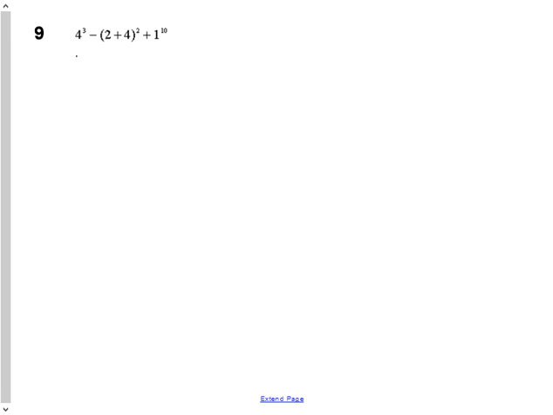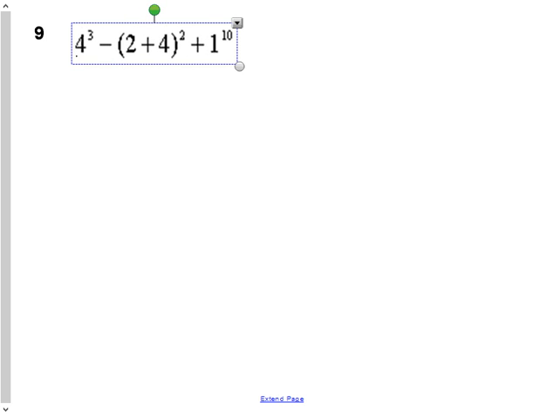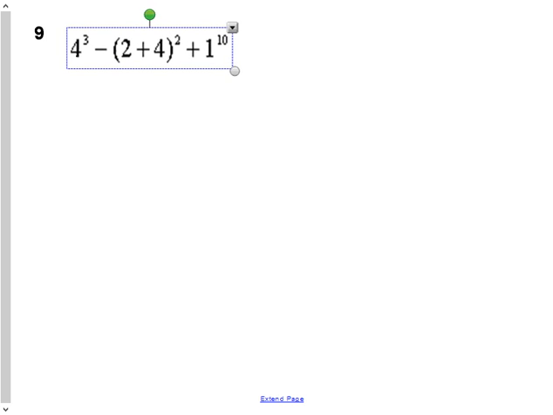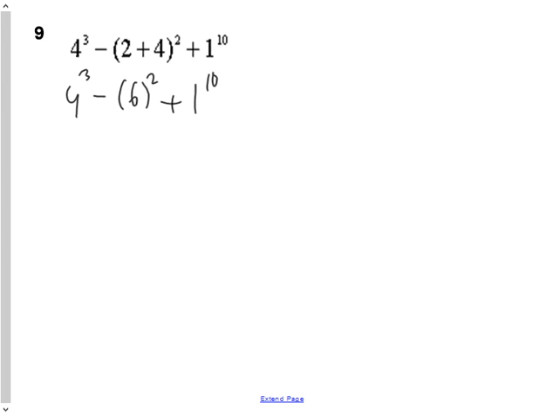Your next question, number 9, gives you several powers and a little bit of brackets. 4 cubed is 4 times 4 times 4, which is 64. Minus 2 plus 4 in brackets, which will be 6 squared. Actually, I probably shouldn't have done the power yet. Let's just keep it here. Hang on. I'll keep it 4 cubed. I should do brackets first. Plus 1 to the 10. So I've just simplified the brackets. And now I'm going to simplify the powers: 64, take away 36, plus 1 to the exponent of 10.